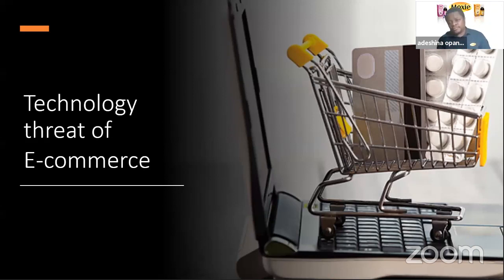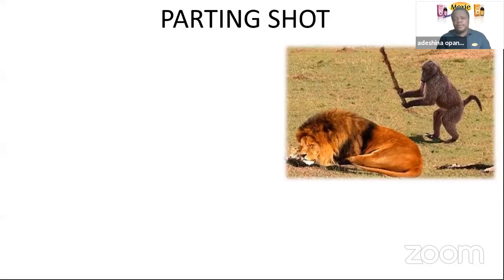My parting shot. Now, that is a baboon with a stick, and he wants to go and wake up a sleeping lion. Which of them do you think I am? I think I'm the one with the stick. So my parting shot will be to go and wake a sleeping lion. But I'm very sure we still have close to 200 plus people on the webinar right now. So you guys will defend me, right? Yeah, nobody answered. Okay, let's go on.